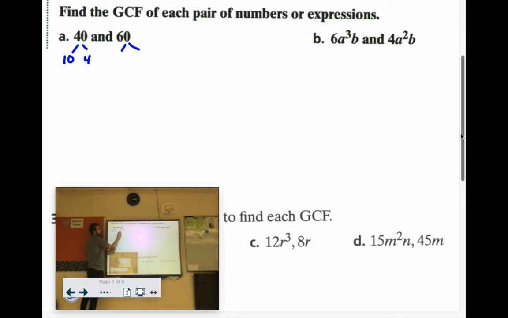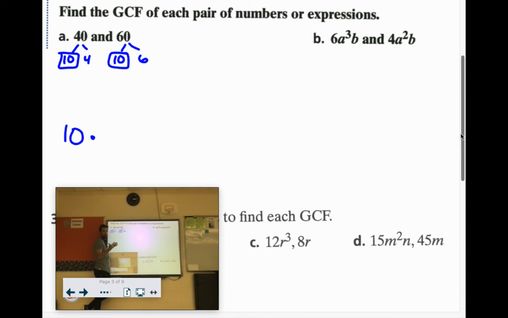40 is 10 times 4. 60 is 10 times 6. They have the 10 in common, so we can bring it down here. 10 times. Then we look at what's left. 4 and 6, do they have anything in common?